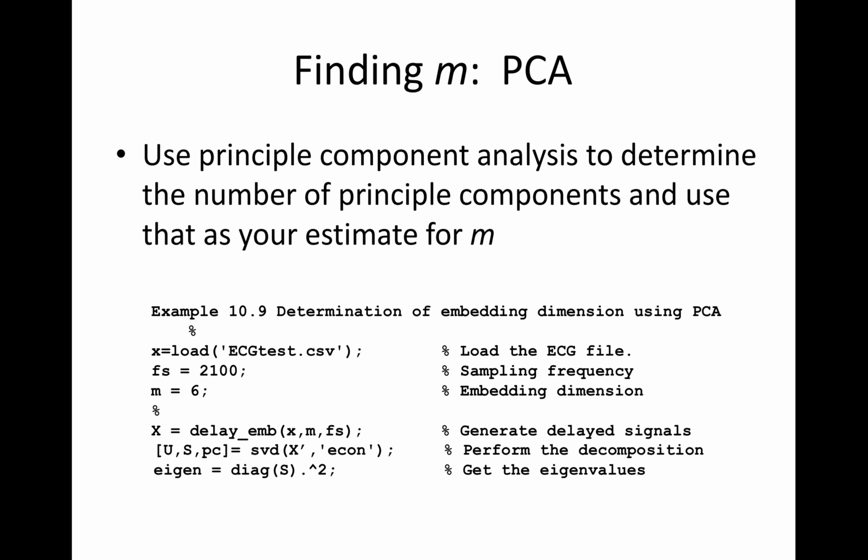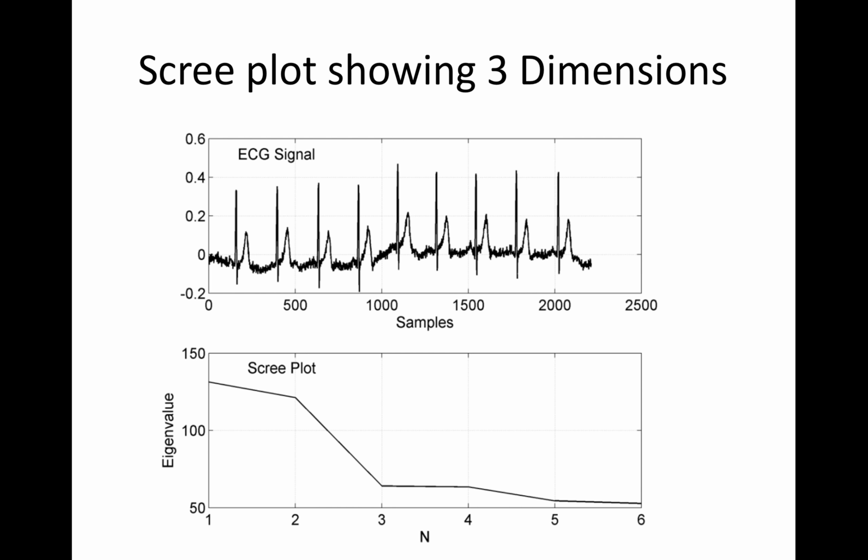Principal component analysis is another option. Basically, you could use PCA to determine the number of your principal components, and then use that as your estimate for n, because that would mean that the other components in the system were probably not related to the physics of the system.